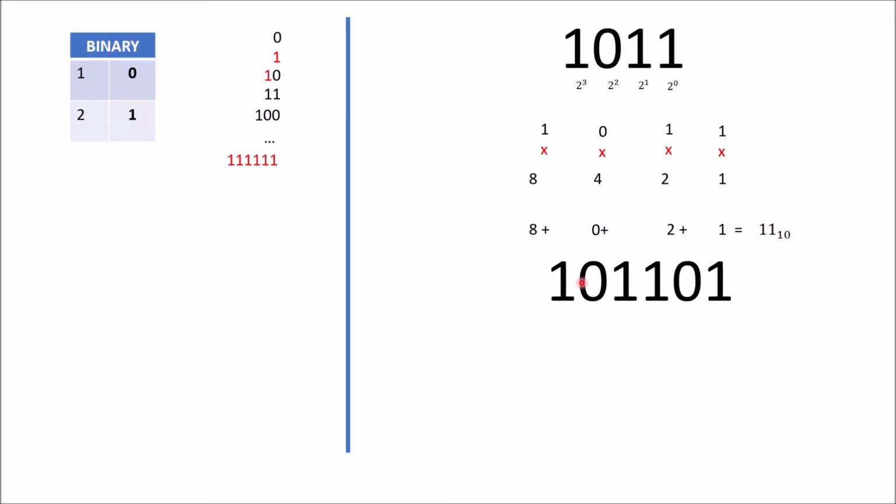Now let's do a trickier one. This number is a 6-bit number, that is six digits, and we do exactly the same. We take the value of every digit and multiply it by the corresponding power of 2, and then add all of them together to get the decimal equivalent.